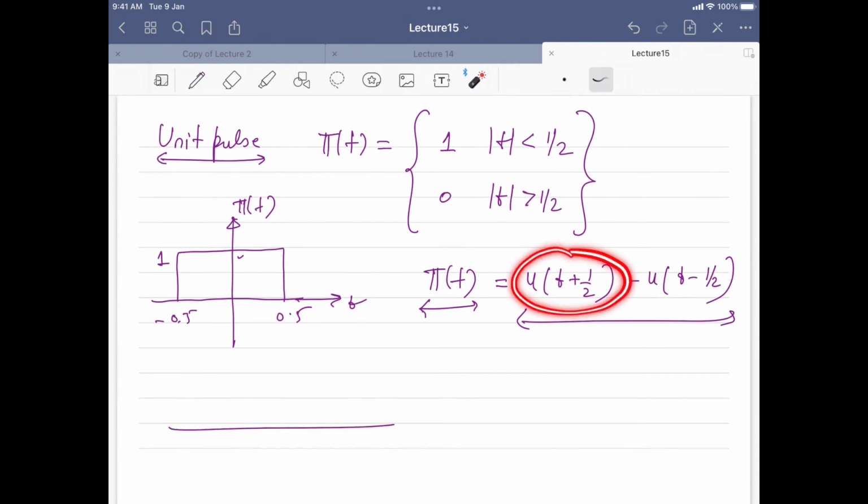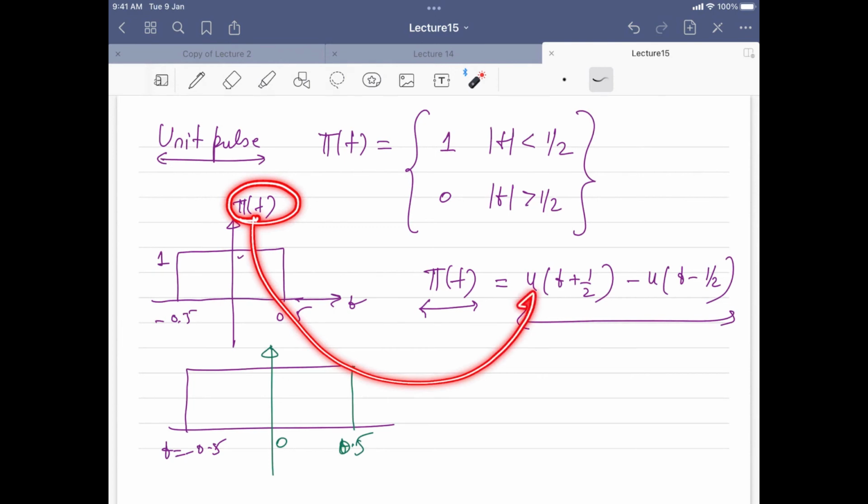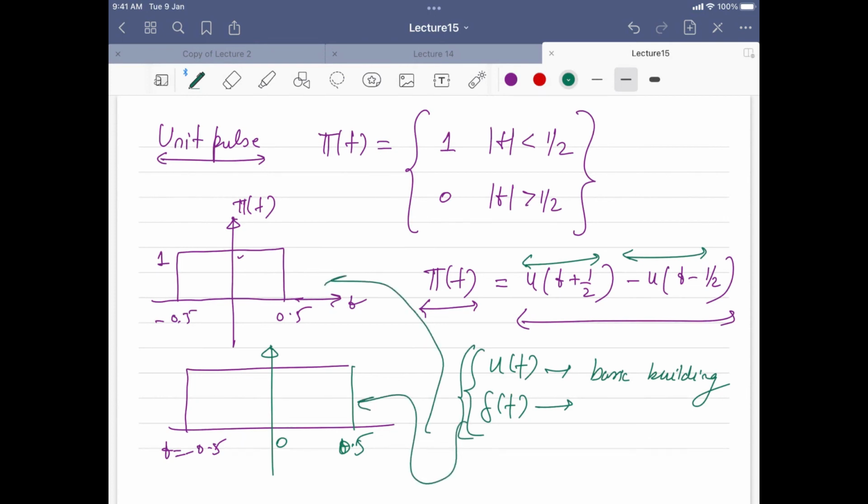So here you have u(t plus half), right? It starts from minus 0.5. And then you have u(t minus half), which starts from here, right? When you subtract the two, what will happen? This part will go away, and you are left with this. So this is basically the pulse pi(t). You can represent the pulse in terms of functions like u(t plus half) and u(t minus half). These are called basic building blocks. Unit step and delta functions are called basic building blocks because we can use these functions to build up complex functions.